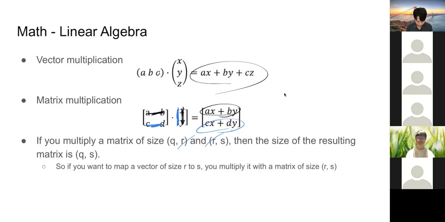It's also worth noting that if you want to transform a matrix of size q by r to q by s, then you basically want to have a transition matrix of size r by s, that's from r dimension to s dimension. So it's a handy rule. It's something that you want to always keep in your mind for easiness when you're transforming layers in your networks.